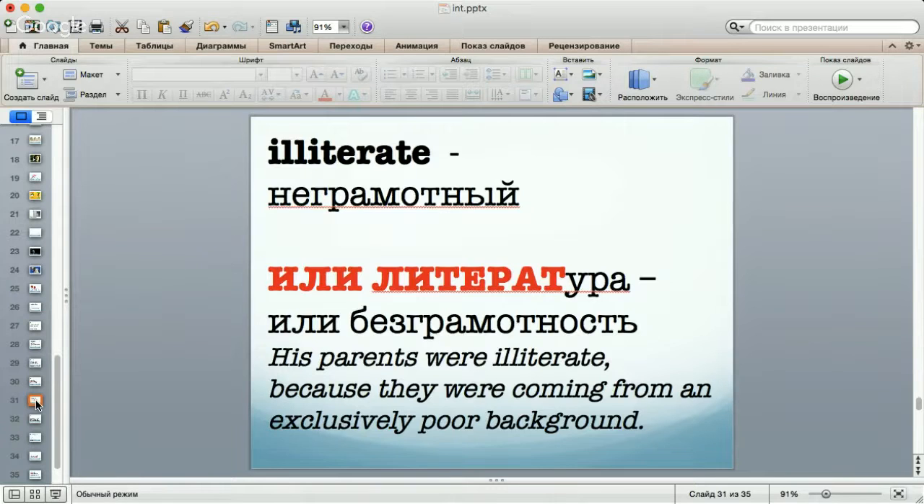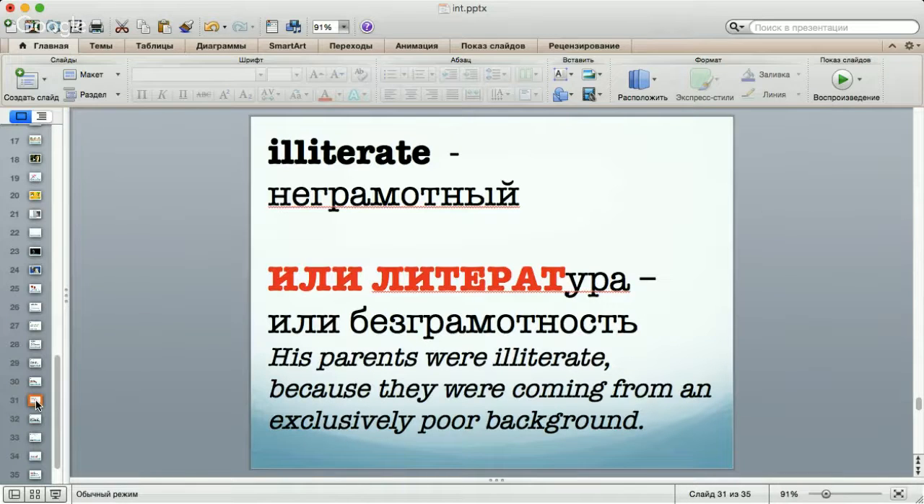Illiterate. Illiterate is a person who lacks the education. Sometimes the word illiterate can be used to describe those people who cannot even write and read, or maybe they haven't learned some sciences properly.